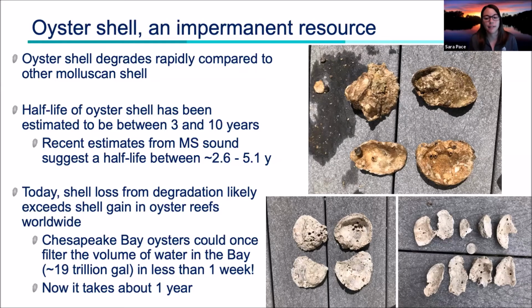An estimated 85% of oyster reef habitat has been lost since the 1800s. And to put that in perspective, it's thought that the Chesapeake Bay oysters could once filter the volume of the bay, which is about 19 trillion gallons of water, in less than 1 week. Some estimates suggest as quickly as 3 days. And today it takes about 1 year to filter an equivalent volume of water.